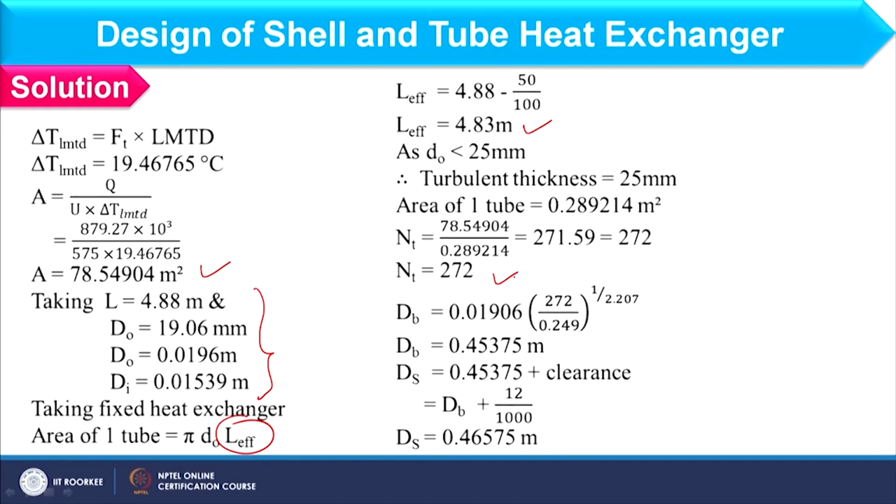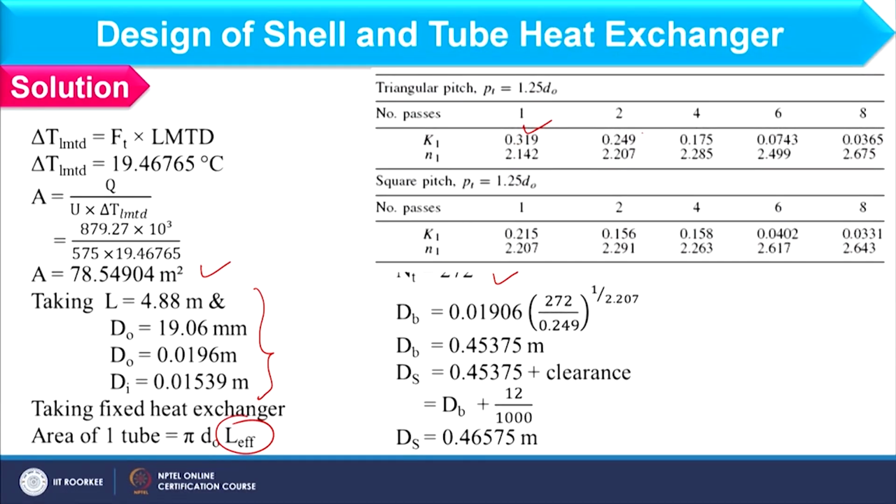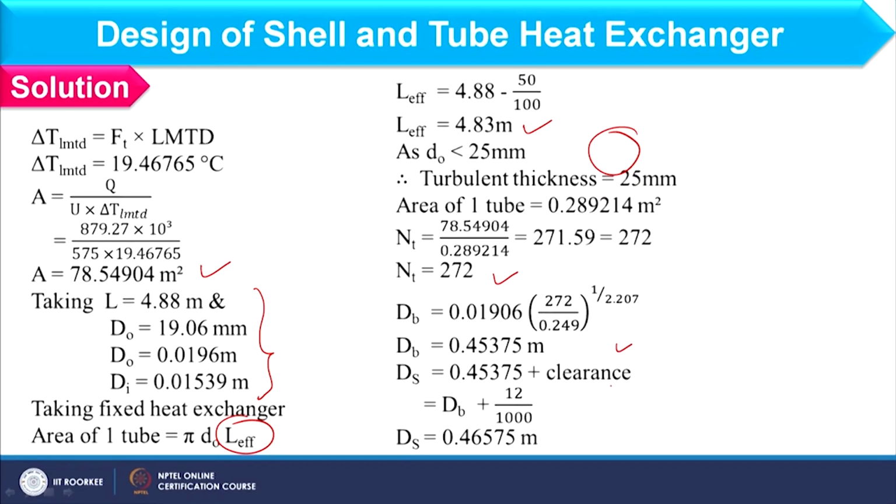Next we have to find out the bundle diameter. For 1-2 pass, K1 and N1 values will be like this. And based on these values you can find out the bundle diameter as 0.45375 meter. So clearance you can consider over here as the maximum temperature is 60 degrees Celsius, we should use a fixed tube sheet. Fixed tube sheet.